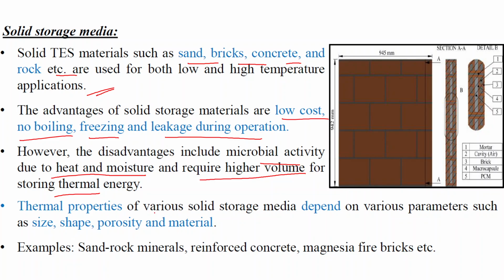So the thermal properties of various solid storage media depend on various parameters such as size, shape, porosity, and material. Coming on to the examples, suppose sand, rock minerals, reinforced concrete, then magnesia fire bricks. They can be used for storing heat energy.